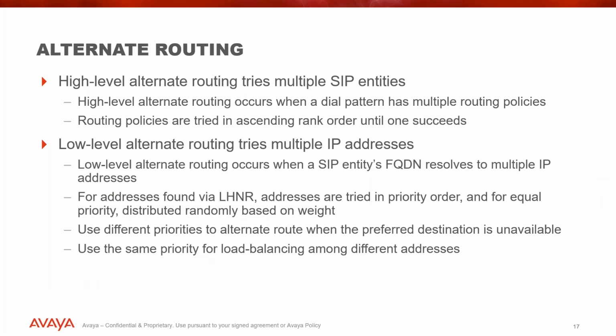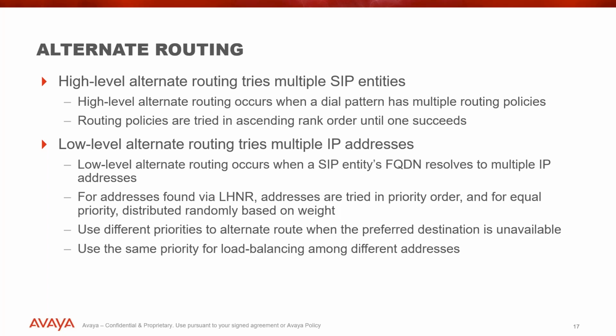So let's see, a little more discussion about alternate routing here. There are two kinds of alternate routing we support. There's high-level alternate routing, where you try multiple SIP entities. So if a dial pattern has multiple routing policies associated with it, you'll try those routing policies in ascending rank order until one of them succeeds. So this would be a way to try a higher priority SIP entity first, and if that fails, try a lower priority SIP entity. So you could do alternate routing between multiple SIP entities that way.